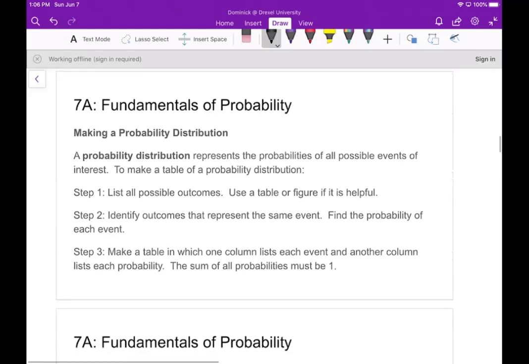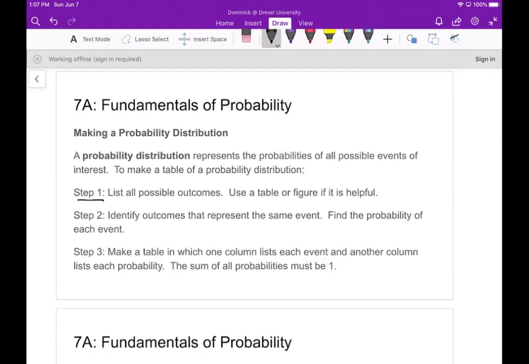Okay. Now, the next thing that we're going to talk about is how to make a probability distribution. Now, a probability distribution represents the probabilities of all possible events of interest. So to make a table of a probability distribution, the first thing you want to do is list all possible outcomes. And sometimes it's helpful to use a table or figure for this.